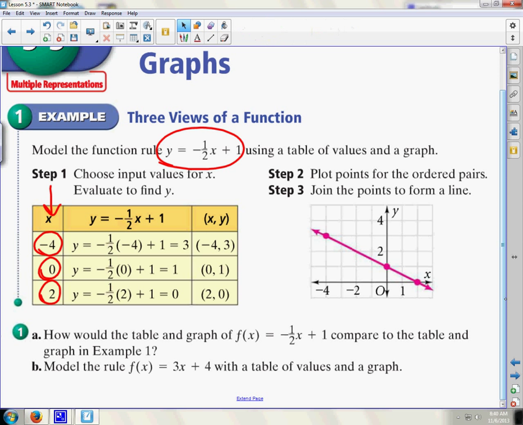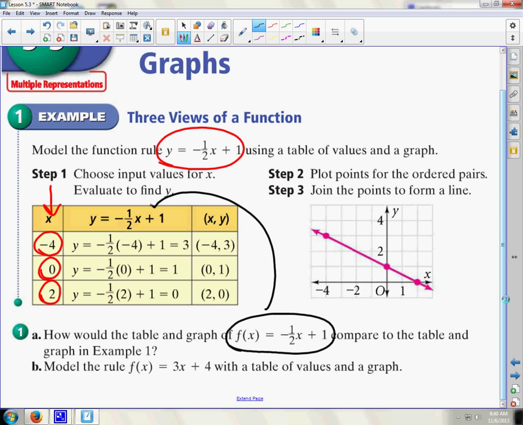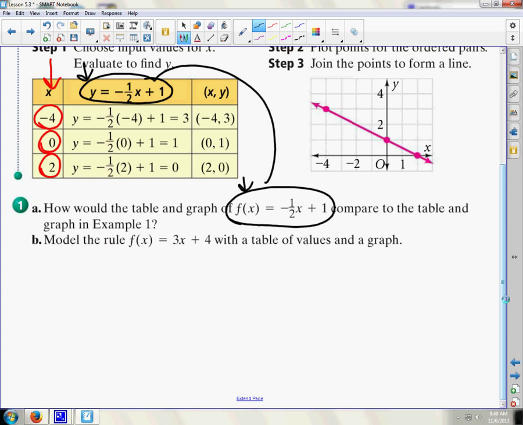So then it says, A, how would the table and graph of f of x equals -1/2 x plus 1 compare to the table and graph in example 1? So they want to know, how is this different than this? And there is absolutely no difference. They are the exact same. However, they just changed the beginning. This one starts with a y and this starts with the f of x. They're exact same though.